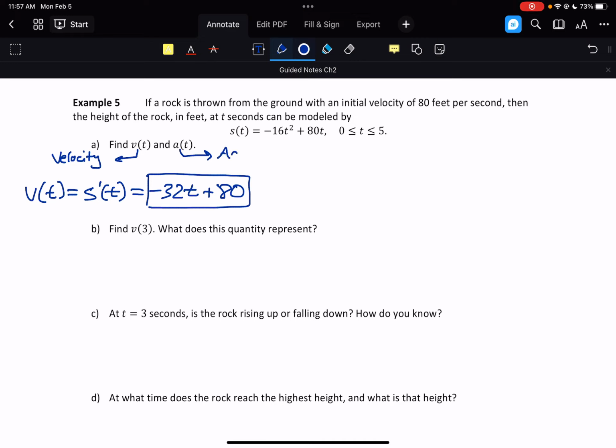A of t is acceleration. Acceleration represents the rate of change of the velocity. It tells you how much your velocity is speeding up or slowing down. So acceleration is the derivative of velocity, or in other words, the second derivative of position. So it's the derivative of this, which is negative 32 times 1 plus 0, so just negative 32.